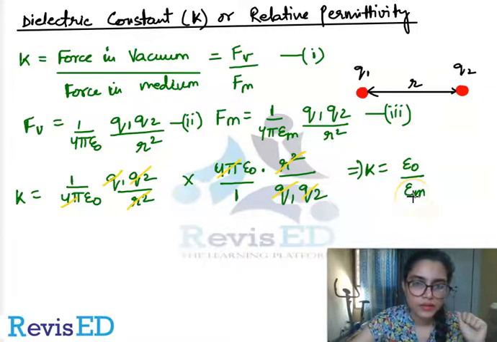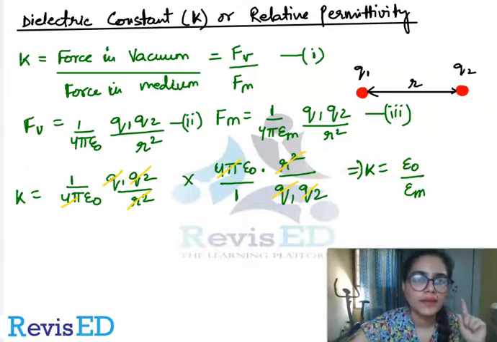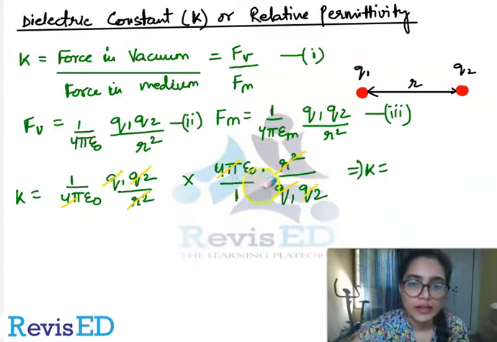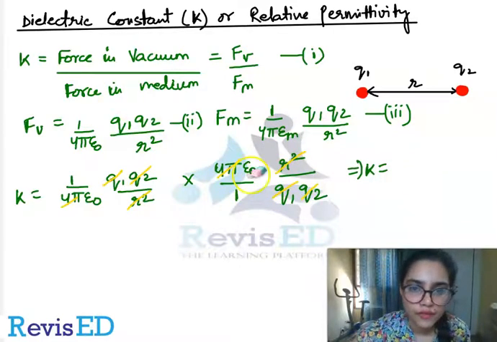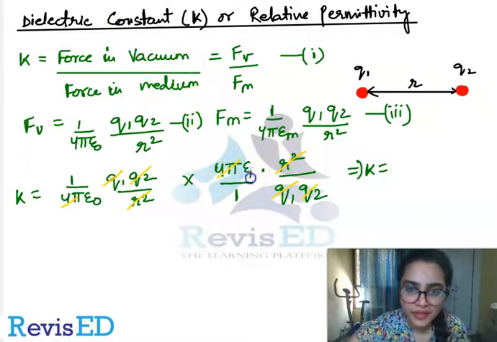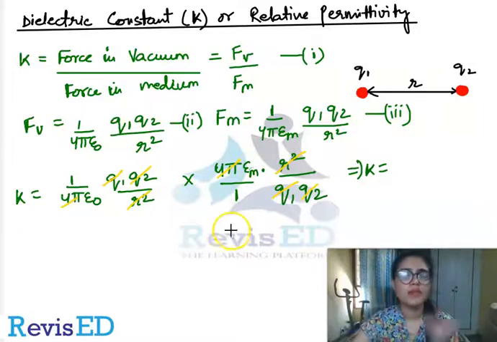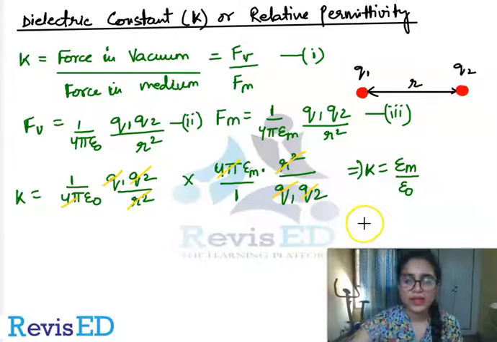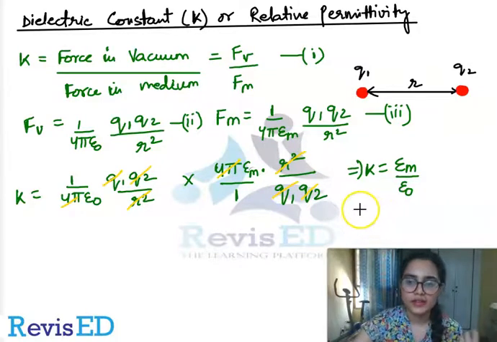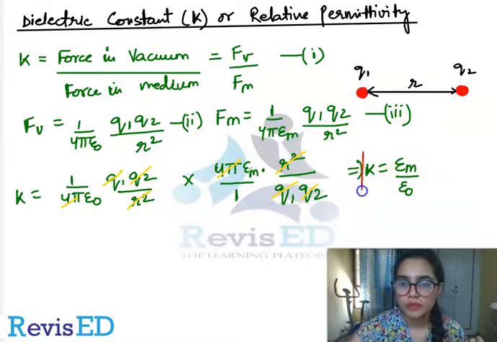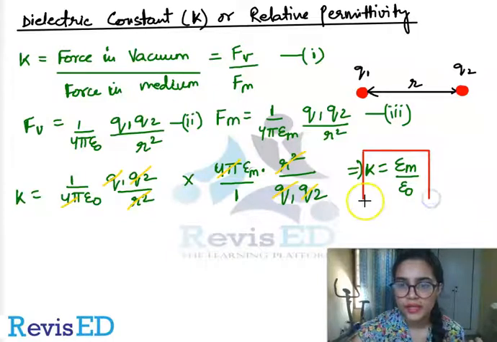But there is an error. We have written this epsilon in the medium as epsilon naught; let us just write it as medium. So what you get is K equal to epsilon M by epsilon naught. This is the final derivation that we were supposed to derive, and this is known as your relative permittivity.